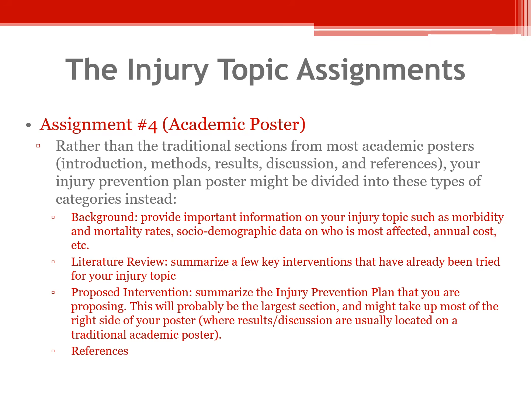Then will be the proposed intervention. This is where you summarize the injury prevention plan that you are proposing. This will probably be the largest section of your academic poster. It might take up most of the right side of your poster. This is the place where you would see results and discussion on a traditional academic poster. And again, you can use graphs and tables as needed to neatly summarize your results. Bullet points are probably better than whole paragraphs, but just whatever way you think adequately conveys the important bits from your injury prevention plan onto the poster, use that. And then the very last section will be references. And those can be very tiny font, as you saw in the example.